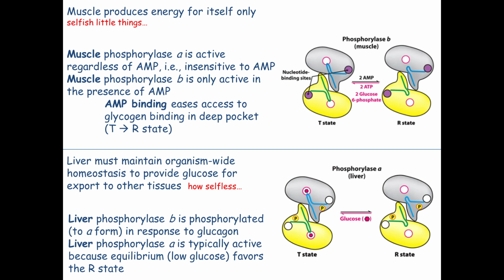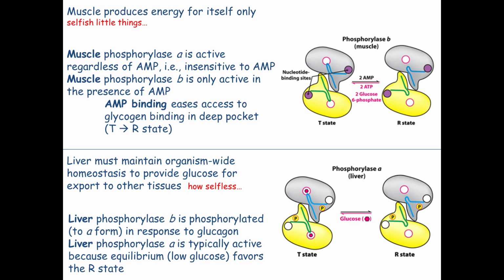Okay. Shown on the right is a diagram exactly of what that explained. So we have the tense and the relaxed state here. In the relaxed state, we have AMP bound in those nucleotide binding sites. And in the tense state, we have ATP bound there. Now, some glucose 6-phosphate can also bind there, but it's less important than the ATP binding in the nucleotide binding sites. And that's the part I want you to know.